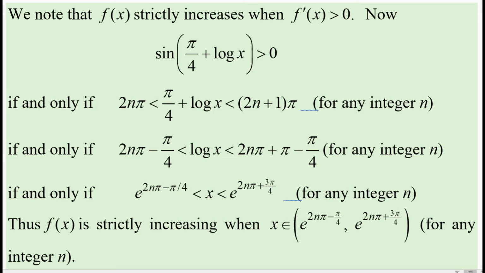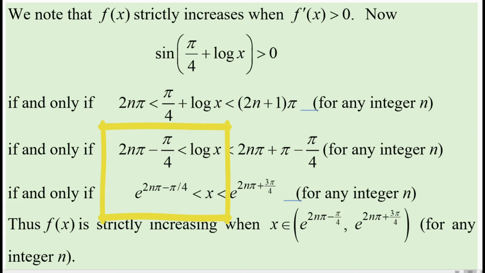And this is if and only if e to the power 2n pi minus pi by 4 is less than x, less than e raised to 2n pi plus 3 pi by 4, for any integer n. How can we write like this? Because we know that the exponential function is a strictly increasing function, so 2n pi minus pi by 4 is less than log x if and only if e to the power 2n pi minus pi by 4 is less than e to the power log x.